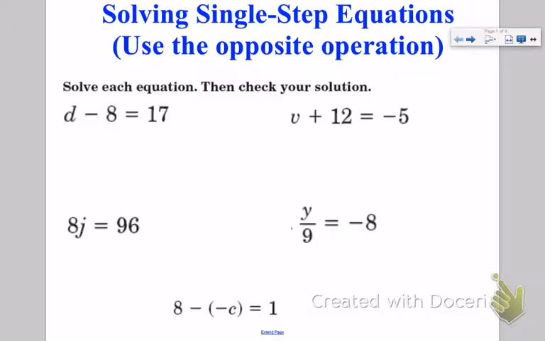Hey guys, and welcome to Chapter 2, Part 1, Topic 2, Solving Single-Step Equations by Using the Opposite Operation.